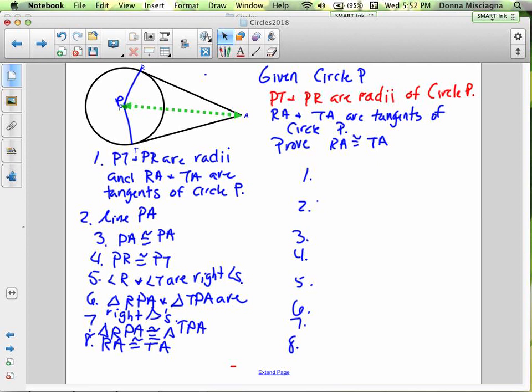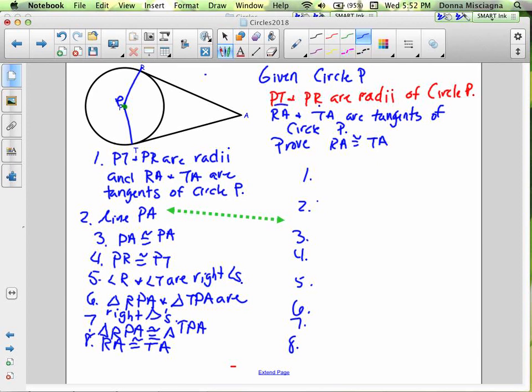Right, so this is our initial diagram, and actually this is not in the initial diagram. That's our initial diagram. Two radii and two tangents. All right, so our first step is PT and PR are radii, and RA and TA are tangents of circle P. And by the way, this should have the correct symbol, so let's fix that.